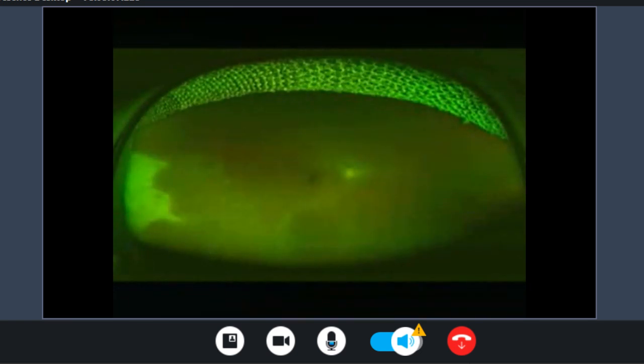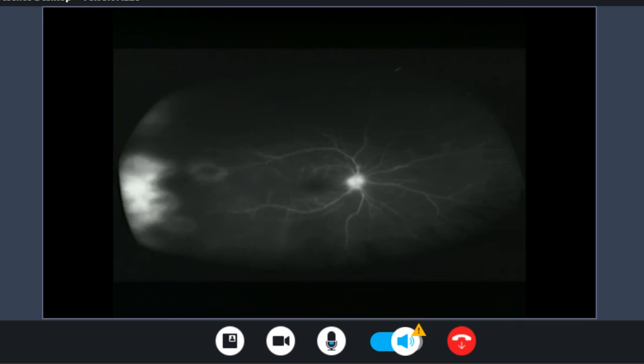And this is the fundus image. This is the fluorescein. So the question is, what is the diagnosis? What is the management? A 55-year-old female, diabetes, hypertension, decreased vision in the right eye for 1 month, AC reaction, vitreous haze, and this is the fundus appearance.